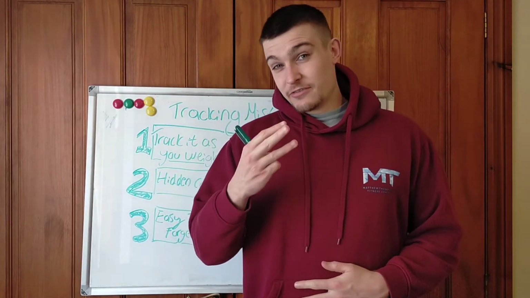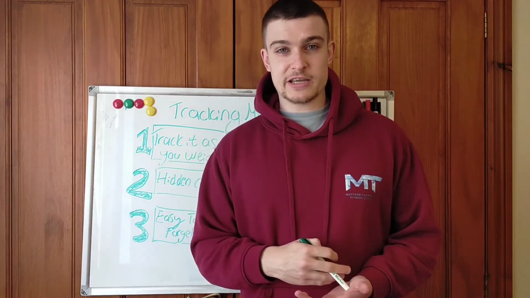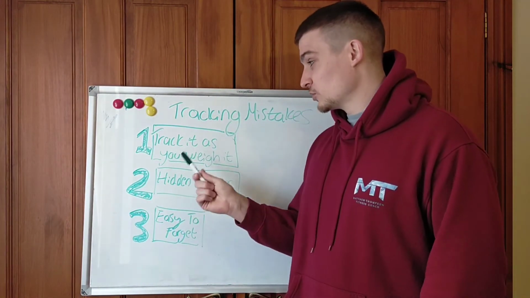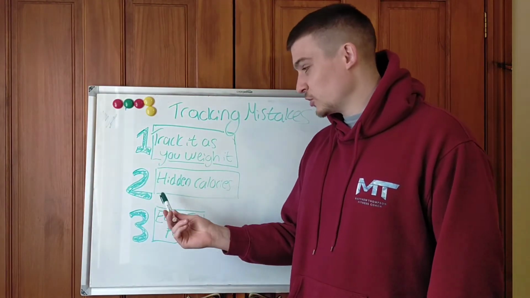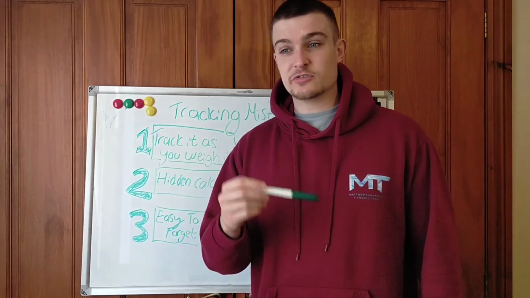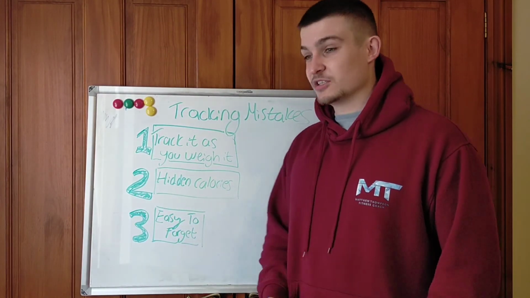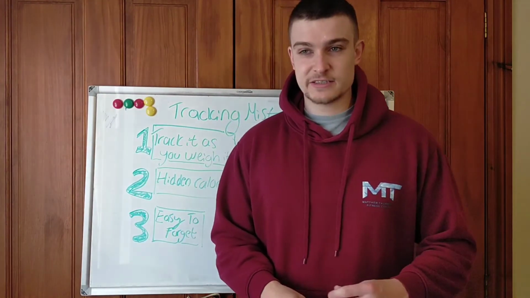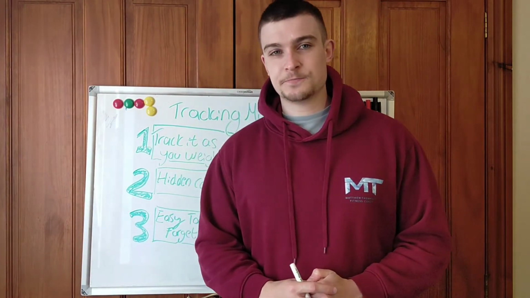So there are potentially the 3 biggest issues or mistakes people make when it comes to tracking calories. Make sure you track food in the same state as you weigh it. Make sure you're tracking everything that you're taking in to remove the chance of hidden calories. And then try, if you can, to pre-track things. Track things in advance so you don't forget to track anything that you have taken in.